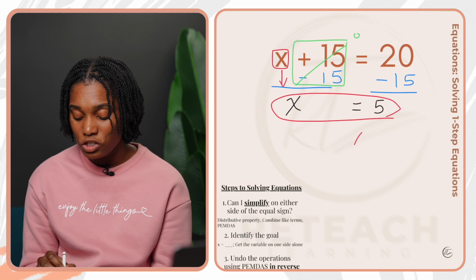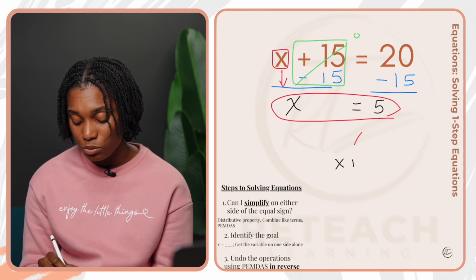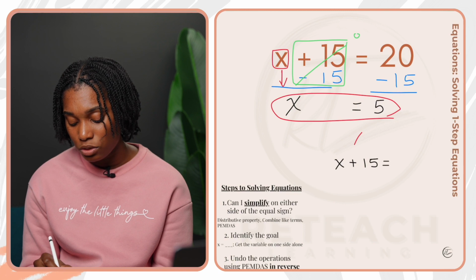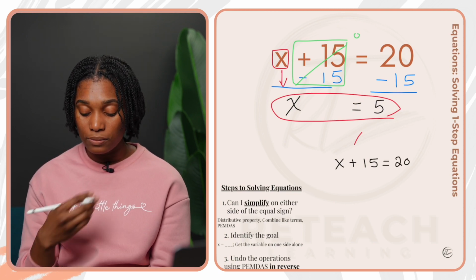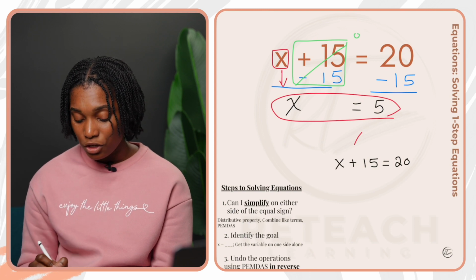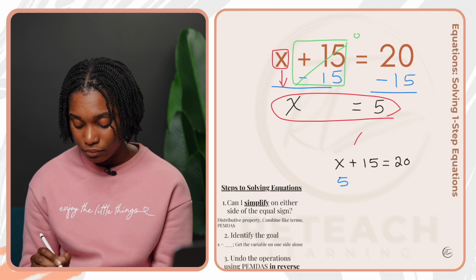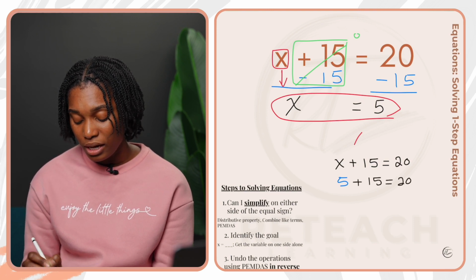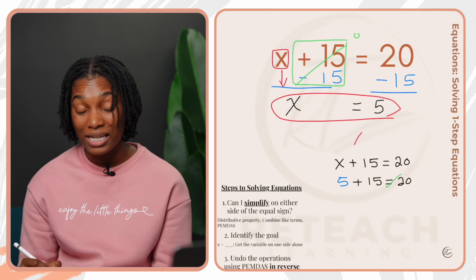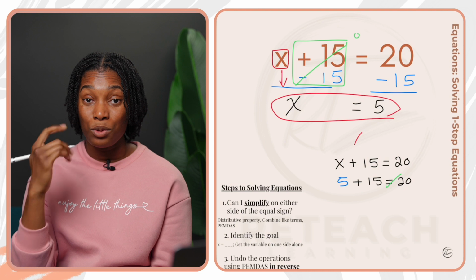All right, now if you wanted to check your answer, you'll take a look at the original question, which is x plus 15 is equal to 20. Where you see an x, you're going to substitute 5. So it'll be 5 plus 15 is equal to 20. And is that correct? Yes, it is. And that's how you would check your answer if you wanted to. All right, so that's how we would do the 3 steps.